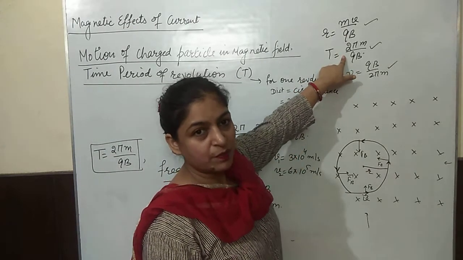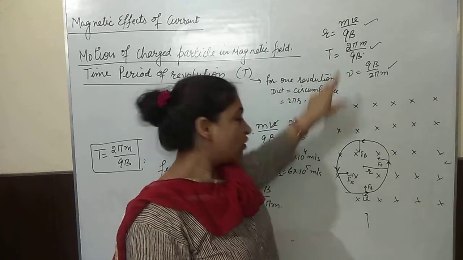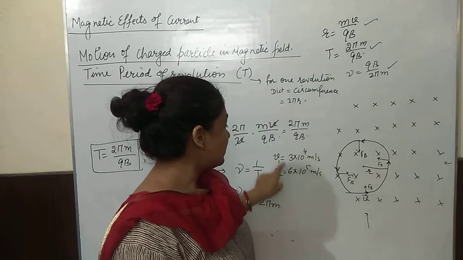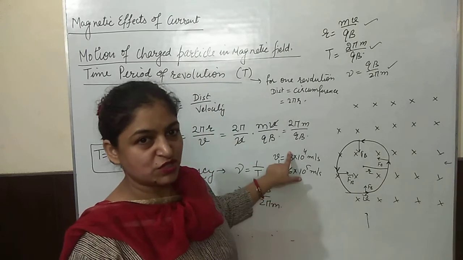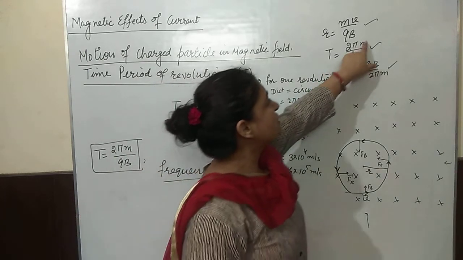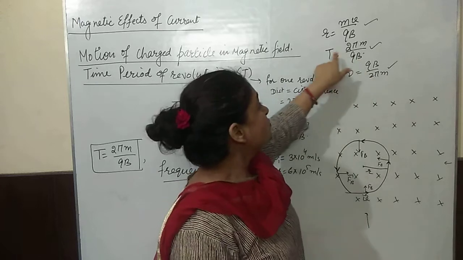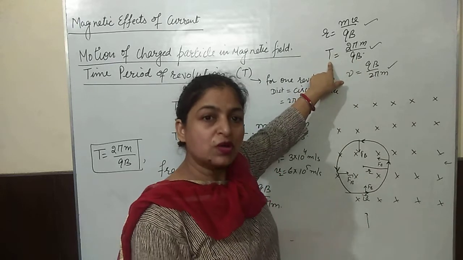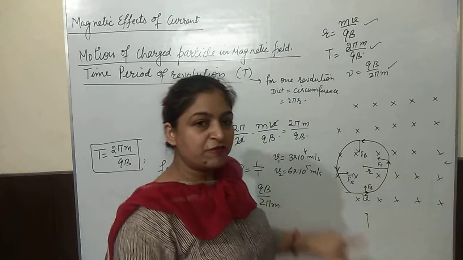Velocities do not play any role in time period. You can see here the velocity of proton 2 is more than the velocity of proton 1. But both of them are protons, so their charge is the same, their mass is the same, and the field in which they are entering is also the same. So they will take the same time to complete their circle. Velocity is not going to affect the time period.